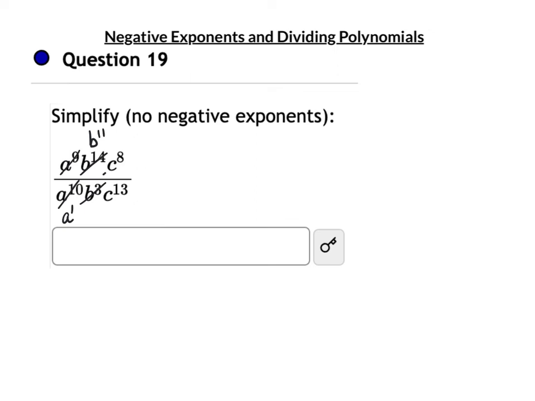The c's, we have 8 above and 13 below. They have 8 in common. I'll cancel 8 from each. These become 1s, but I don't need to put that. When I cancel 8 below, there are 5 left. And my answer is b to the 11th over ac to the 5th.